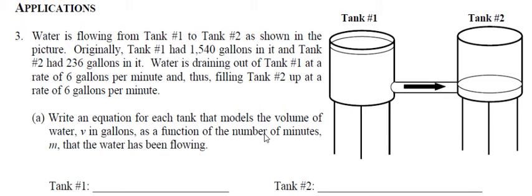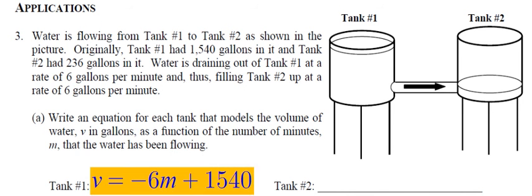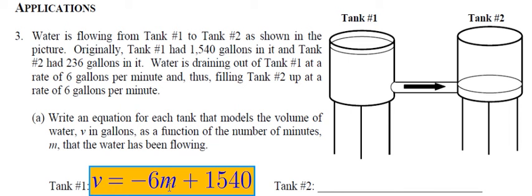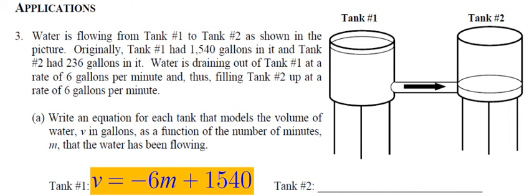So what we want to do is describe what's happening in tank 1. Tank 1 has 1,540 gallons of water, but those gallons are decreasing every minute. So our slope is actually -6 because it's losing 6 gallons every minute. So our equation is V equals -6M because we're losing 6 gallons every minute, plus 1,540 because that's what we started with. But that number is never going to be that big again because water is leaving tank number 1.